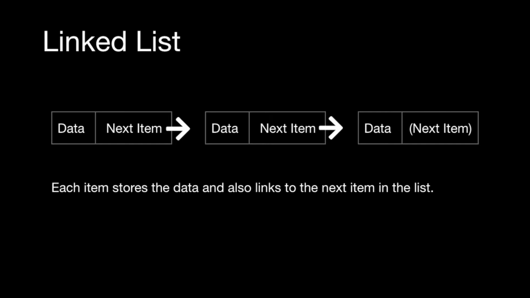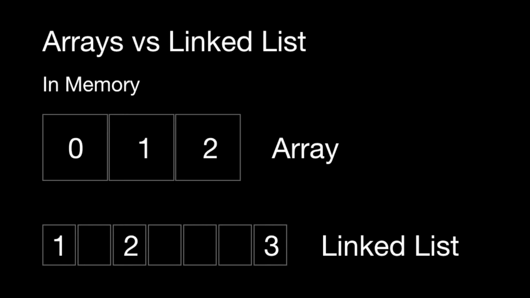Now there are different kinds of linked lists. There are doubly linked lists, circular linked lists. Linked lists themselves are used in the implementation of many other data structures. Now that we know about linked lists, we will see how linked lists are different from arrays.